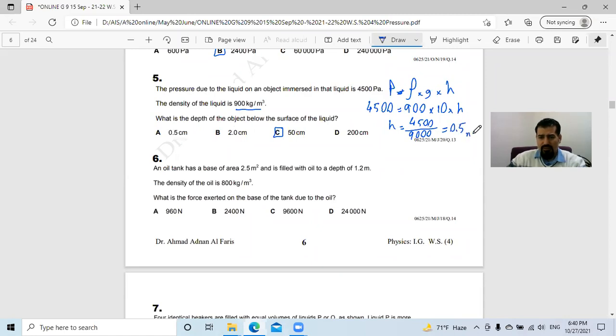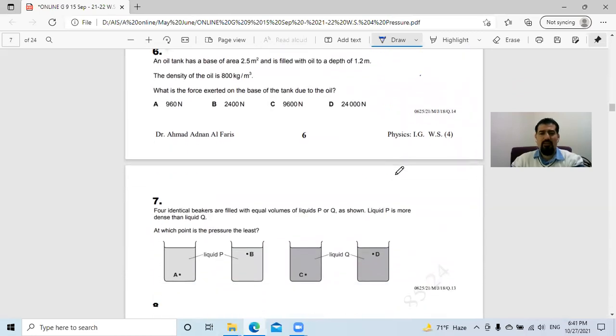So the half meter, it will be what? 30 centimeters. So the answer is what? It is C. 4,500 divided by 9,000, not 9,000 divided by 4,500. So the answer cannot be 2 or 200. Okay, be careful. I want to find H, and in front of H there's 9,000 multiplied by H. Be careful. Okay, thanks to the girls and boys who sent the answers.